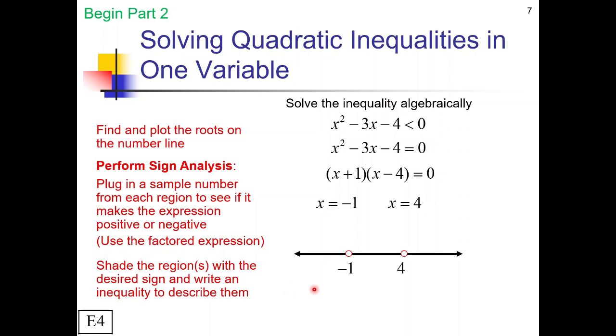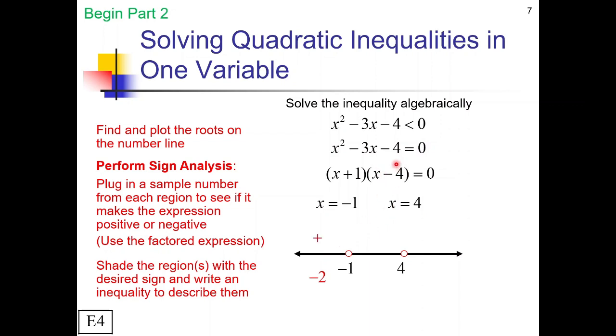Alright, so I'm going to pick some sample numbers from each area. I just need something to the left of -1. I think -2 works just fine. So I'm going to be plugging -2 into this factored expression. I've got -2 plus 1, which is a negative, and -2 minus 4, which is another negative. A negative times a negative gives me a positive.